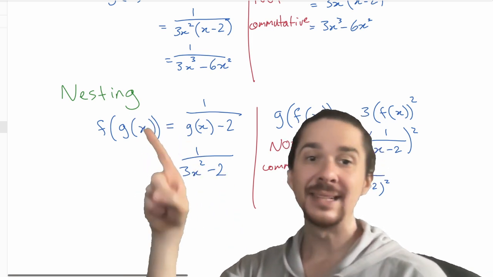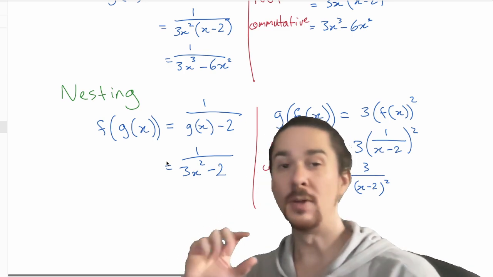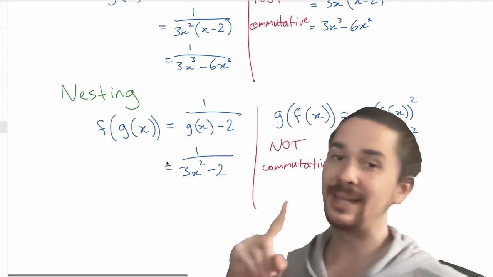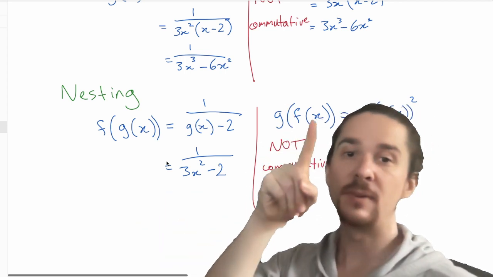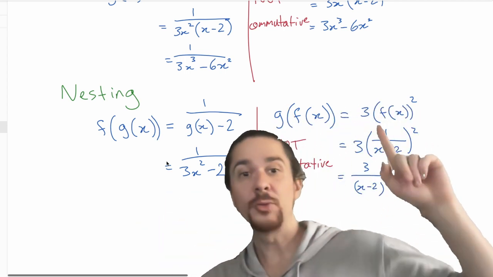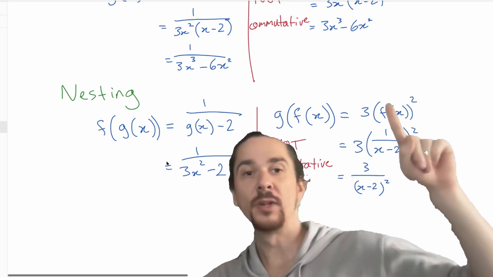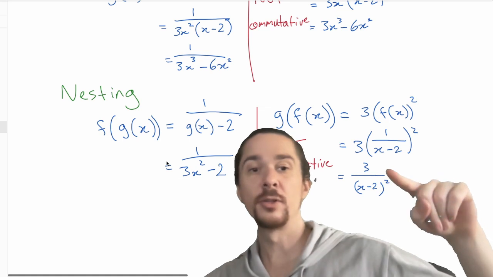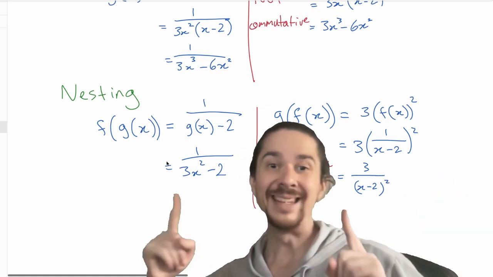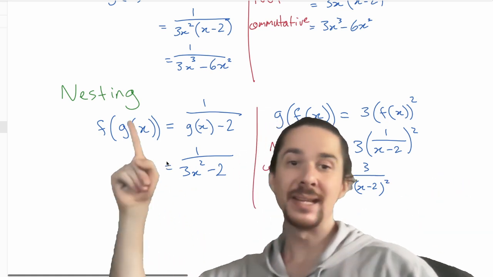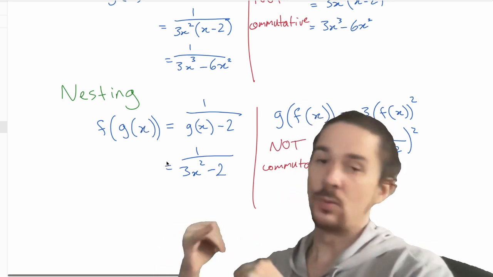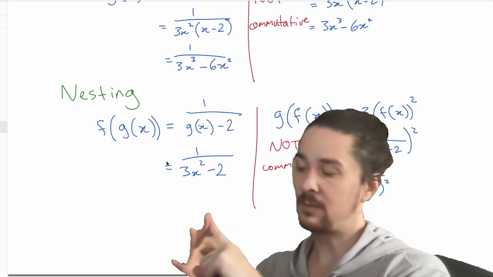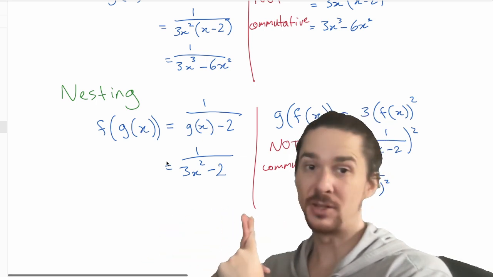Now, nesting is not commutative. Maybe you are lucky sometimes and it is, but as a rule, it is not. So if we take g of f of x, now g of x was 3x squared. So where the x was, we put f of x. We have 3 times this squared, or in other words, 3 over x minus 2 squared. These are not the same. Nesting is not commutative. So we've looked at adding functions, subtracting functions, multiplying functions, and nesting functions.